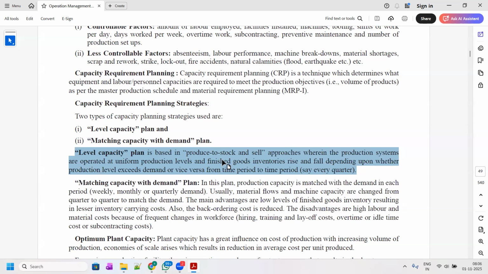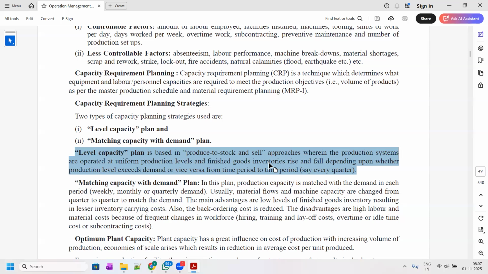Okay, first you produce so that you can have inventory, and then you try to sell it, where the production systems are operated at uniform production level. Whatever machinery setups you have, you're using them at a uniform level, and finished goods inventories rise up and down. That up and down can depend on any time when your production level exceeds the demand, or your demand is exceeding the production level, and that ultimately affects your production based on different time periods. It can be every quarter or monthly, like that. That is what we discuss in level capacity plan.